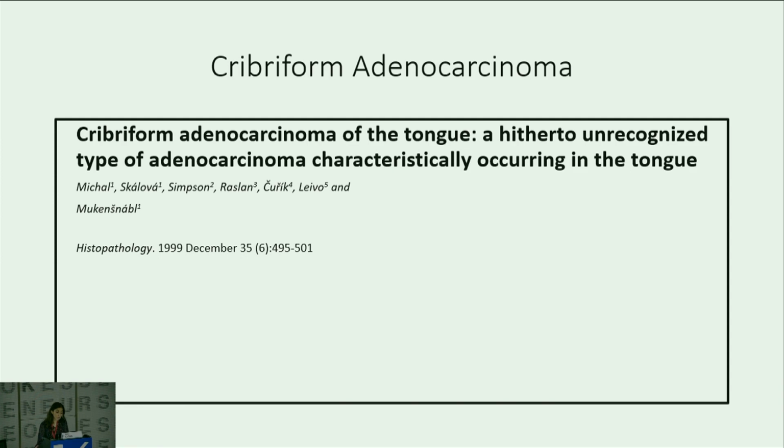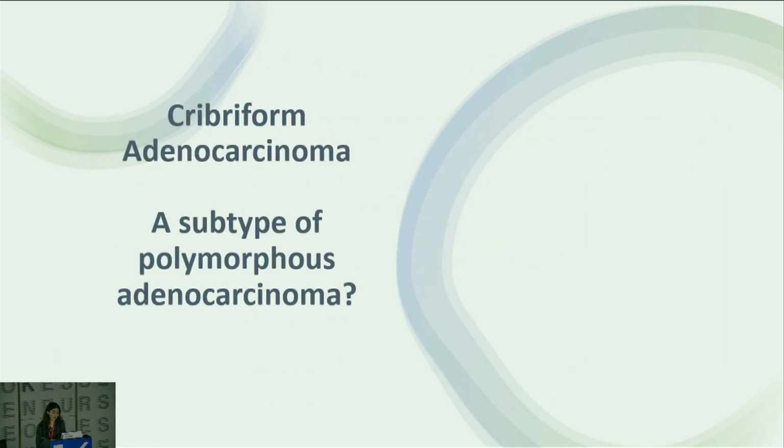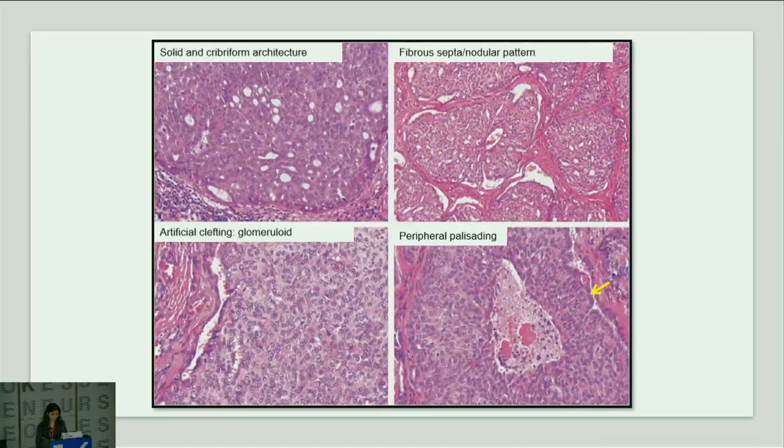And in 1999, Michal and Skalova and their colleagues described cribriform adenocarcinoma of the base of tongue and reported this tumor to be more aggressive compared to conventional polymorphous adenocarcinoma, with more tendency for lymph node metastases. The same group described cribriform adenocarcinoma in other sites of minor salivary gland, calling this cribriform adenocarcinoma of minor salivary gland. And there has been a lot of debate whether cribriform adenocarcinoma is a subtype of polymorphous adenocarcinoma or a separate entity.